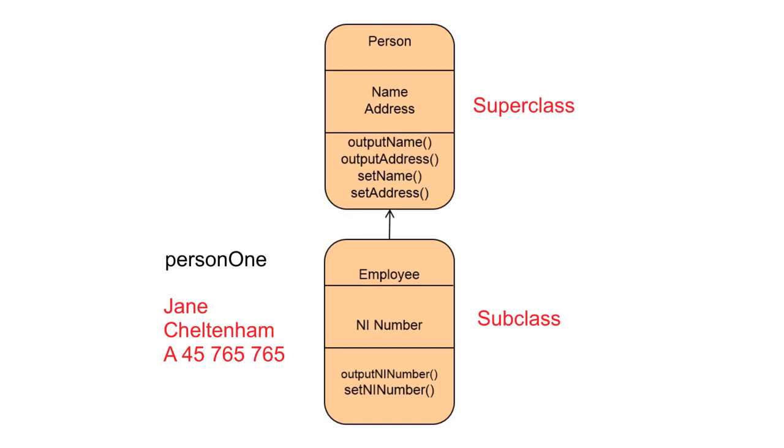The employee Jane object therefore has its own national insurance number and its own name and address attribute. It has access to code in the form of methods for setting and getting each of these attributes: 2 from employee and the other 4 methods from person, its superclass.